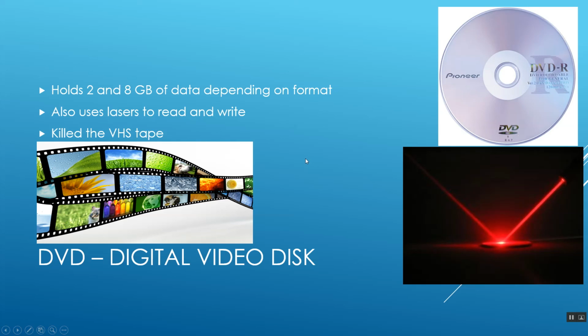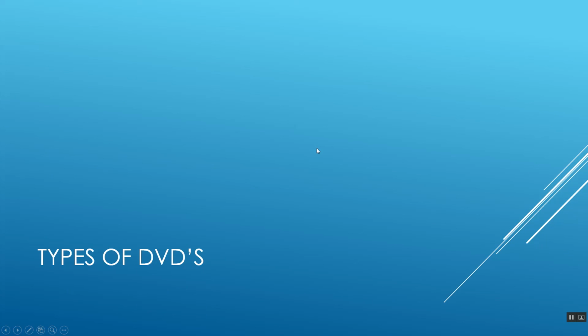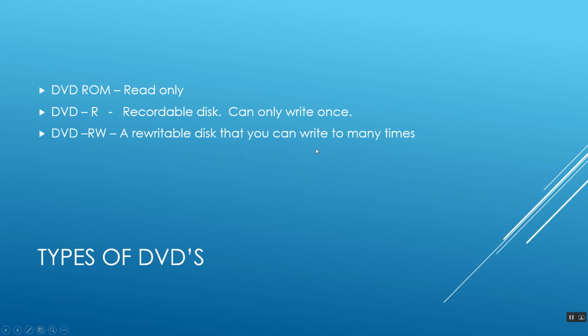Of course, this is also the start of the end of your favorite movie stores. Video stores used to be a thing in the past where you go there and rent movies and things like that. And now it's all DVD and digital format, which pretty much destroyed that entire industry. Now, you have the same types of DVDs. You have your ROM, your recordable, and of course your rewritable as well. Now this completely replaced VHS. They just tossed those aside.